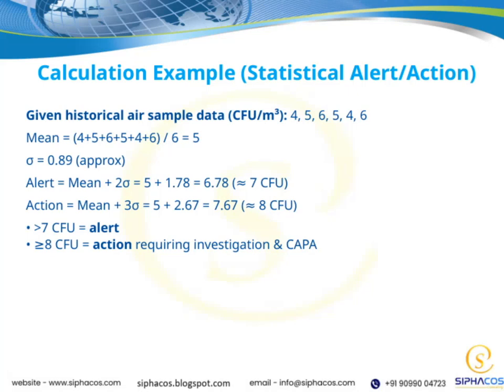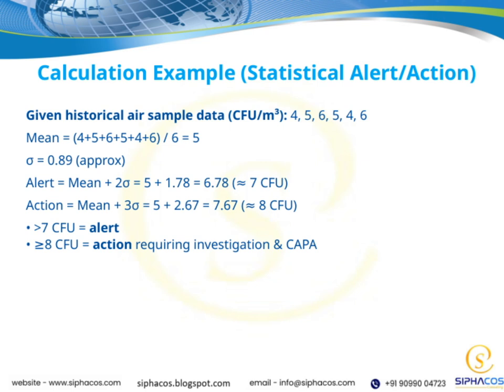Let's walk through a quick example of how we might use statistical alerts and actions with air sample data. Here, we have some historical data points measured in CFU per cubic meter: 4, 5, 6, 5, 4, and 6. First, we calculate the mean, which is simply the average of these values. Adding them up, 4 plus 5 plus 6 plus 5 plus 4 plus 6, gives us 30. Dividing by 6, the number of data points, results in a mean of 5.